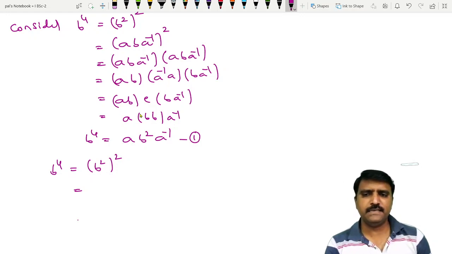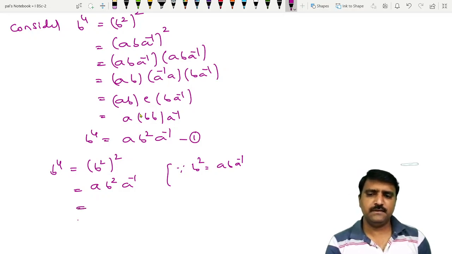Where there is b square, in the place of b there is b square, so we can write it as a b square a inverse. This is because b square is equal to a b a inverse. B square whole square is a b square a inverse, which is equal to a into, what is b square?